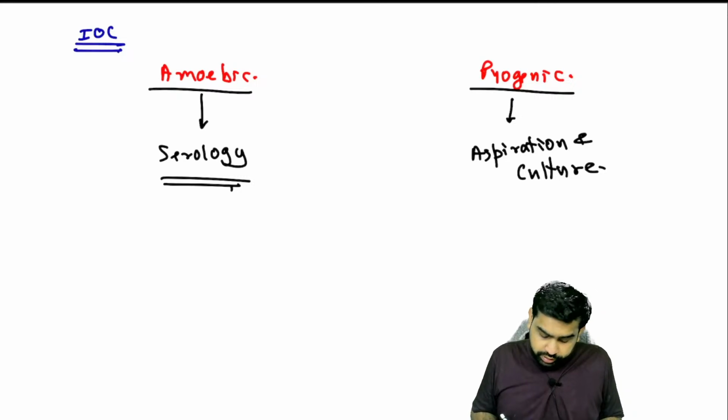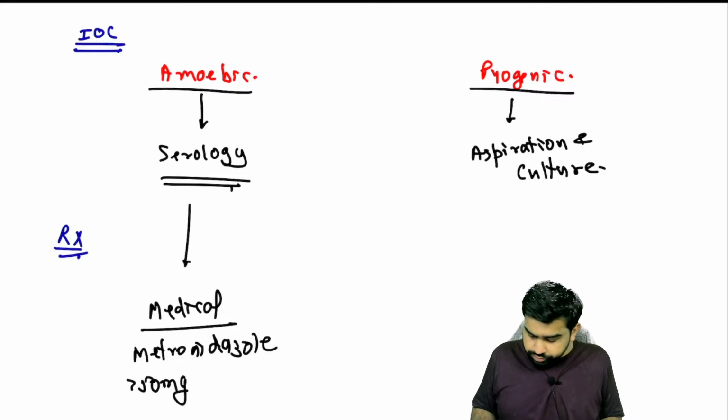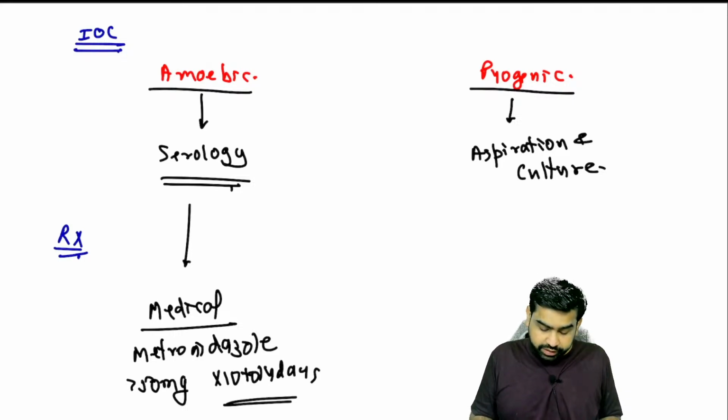Now coming to the management, how are you going to manage the patients? In the amoebic liver abscess, the mainstay of the management is medical. Medical basically means metronidazole. You basically give 750 milligrams 3 times a day for around 10 to 14 days. That is the medical management for the amoebic liver abscess.